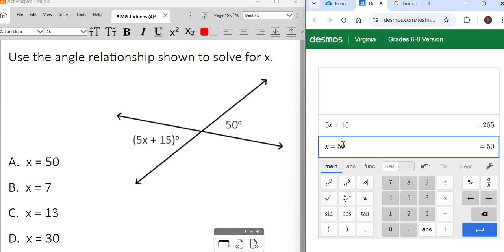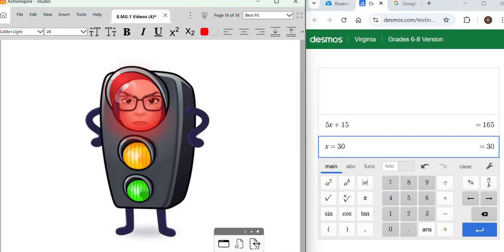If we type in x is 50, that's way too high. That gives us 265. So let's try option B. X is 7. That gives us 50. That's exactly what we're looking for. So I'm going to choose that answer, but I'm going to go ahead and try the others as well. So x equals 13. Nope, that's 80, too high. And that means that x equals 30 is going to be way too high at 165 degrees. All right, that looks like the end of that one. That was a long one.